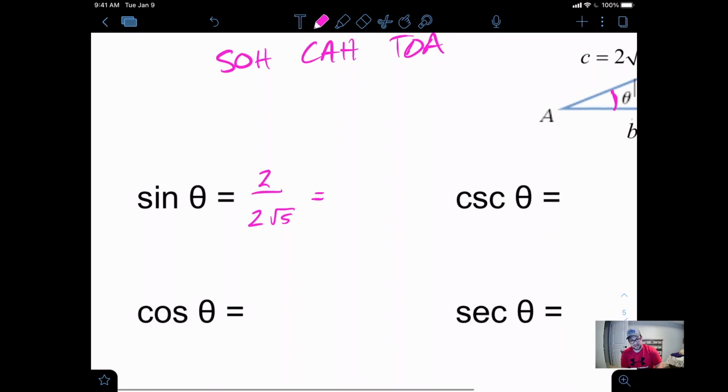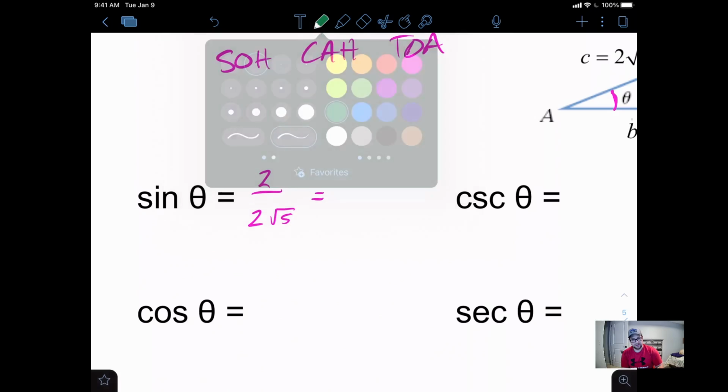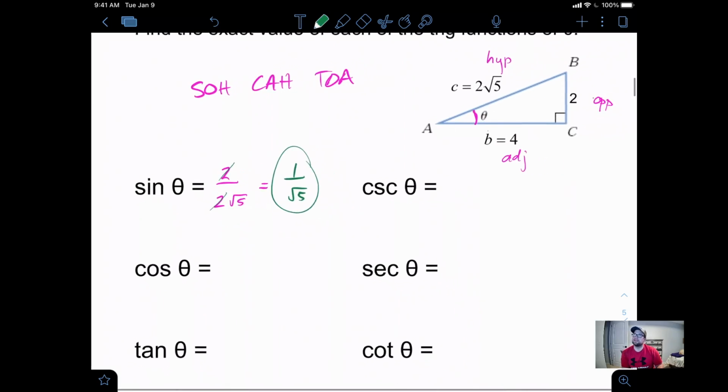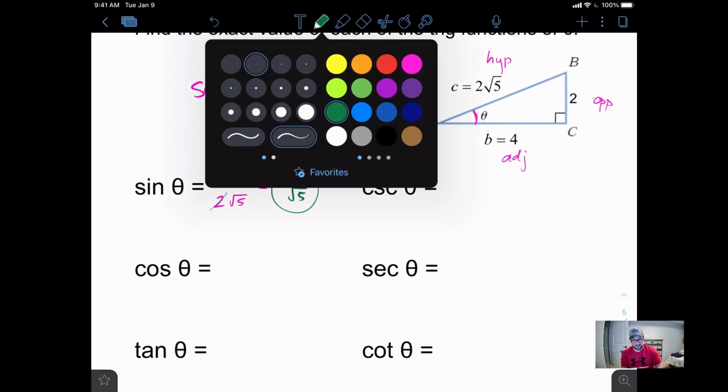Now, this can actually be simplified and reduced. We can reduce the 2 over 2 into 1 over 1 square root of 5. And of course, this 1 doesn't necessarily need to be there. So we would say sine of theta is equal to 1 over the square root of 5.